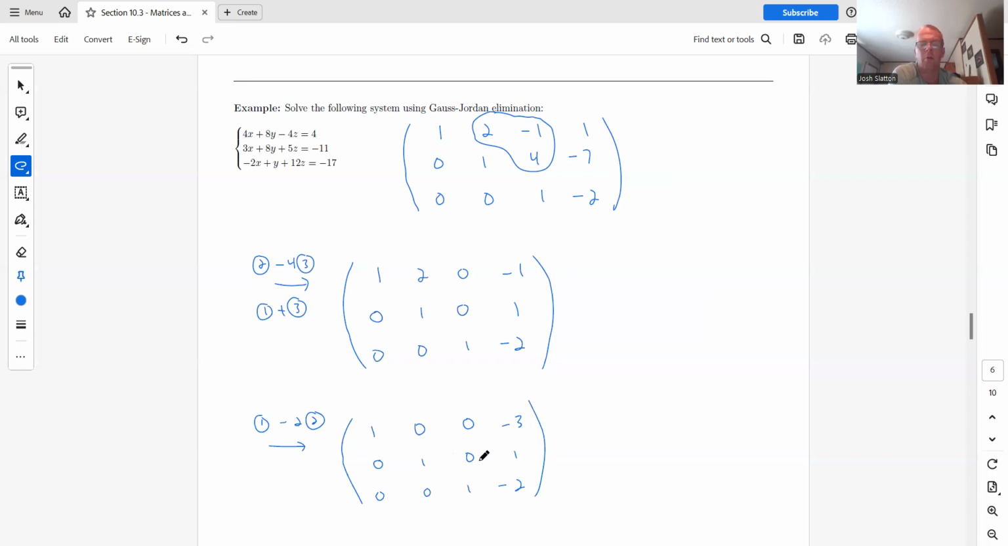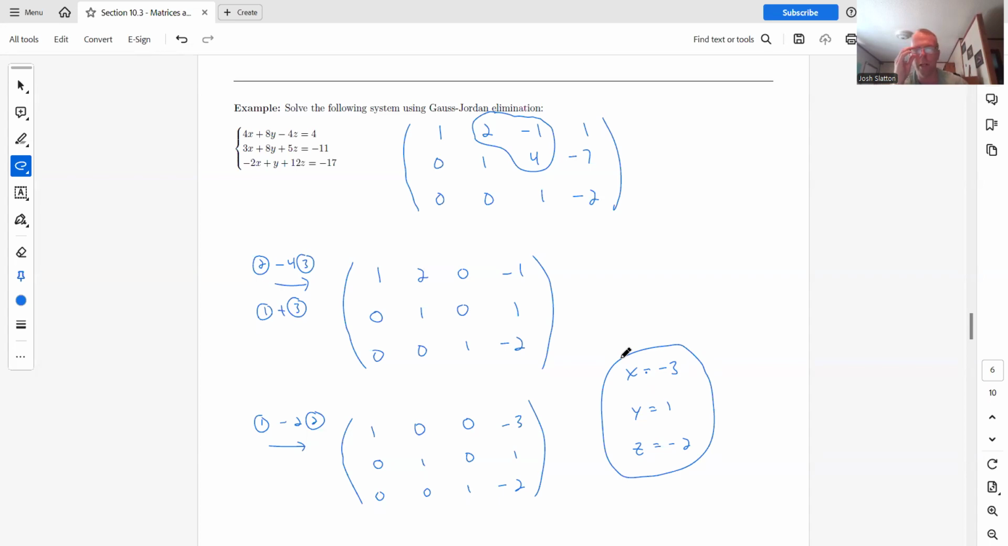So now we're in reduced row echelon form, so all of our leading entries are the only non-zero numbers in those columns. And now if we go back to writing it as equations, we'd have z equals -2, y equals 1, and x equals -3. And that is the same solution we got before.